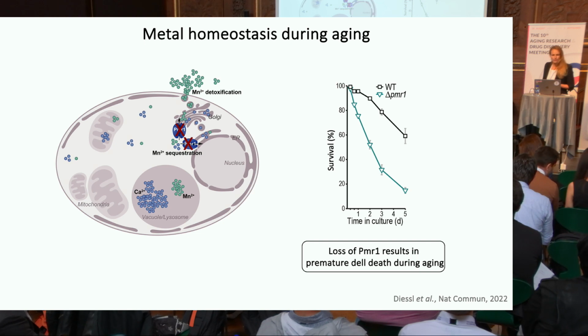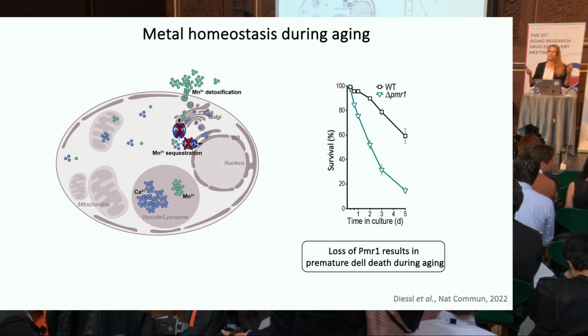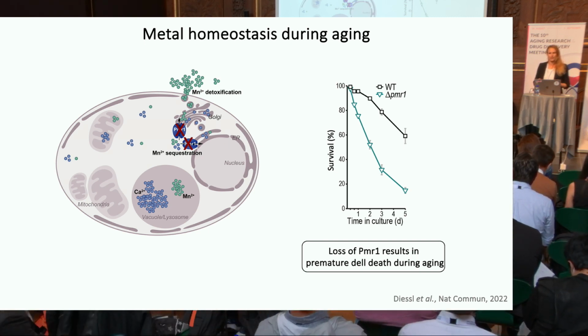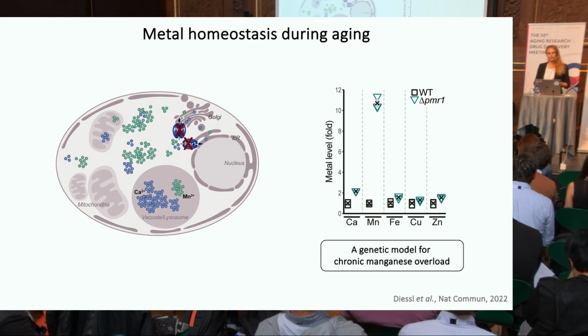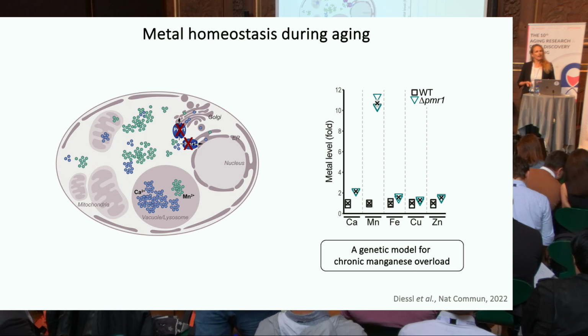So the loss of PMR1 led to premature cell death during aging, but we were actually not able to connect this to dysregulated calcium homeostasis, though we tried hard. And then at some point, we finally got access to TXRF to do some comprehensive metal analysis in our biological samples. And what we found then was, yes, we expected that both calcium and manganese might be increased, but we were really excited to see that actually manganese is up to 10-fold increased upon loss of PMR1, and thought, why not use that as a genetic model for chronic manganese overexposure?